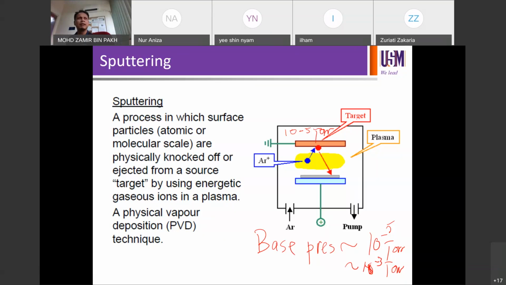Kenapa plasma ada color? Why do you have color from plasma? Anyone? Why does plasma come in color? Nanti you check lah. Banyak mana you kena check ni. Mana tahu jadi soalan. Photons, alright, photon. Where do you get the photons? Where do the photons come from, in the plasma chamber?